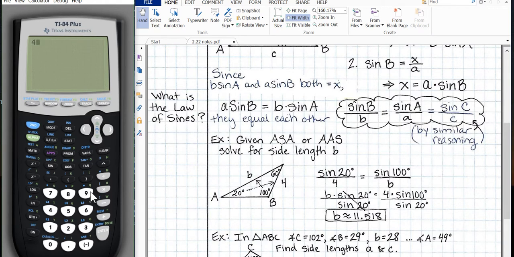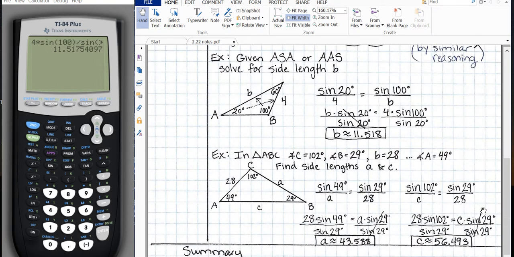So we have 4 times the sine of 100 degrees, to close my parentheses there, divided by the sine of 20. Okay, and we got to make sure that our calculator is in degrees because that's how our angles are being measured here. So, yep, looks good, it's on degrees. So we can go ahead and push enter. And we get about 11.518. So that is our missing side length. Alright, let's look at one more example.